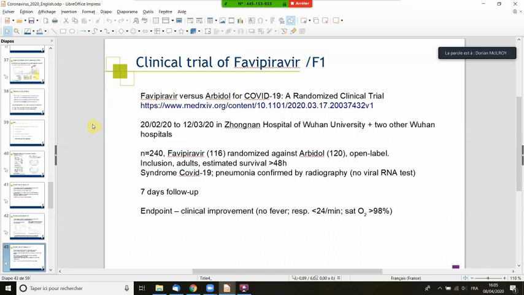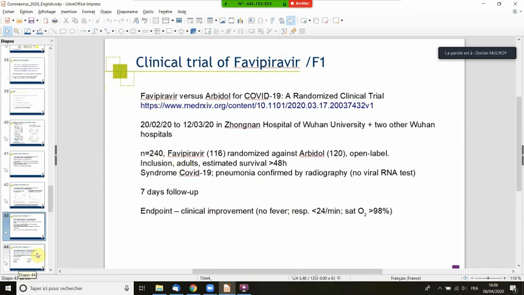So here we are. This is 240 patients randomized into two groups. Half of them got favipiravir, half of them got Arbidol, plus standard therapy. Most of these patients are adults, and they at least have to have an estimated survival greater than 48 hours. They didn't really have any viral RNA tests, and they followed up for 7 days. So the endpoint was whether people got better, whether their fever disappeared, whether their respiration was slowed down, and the oxygen saturation was improved.